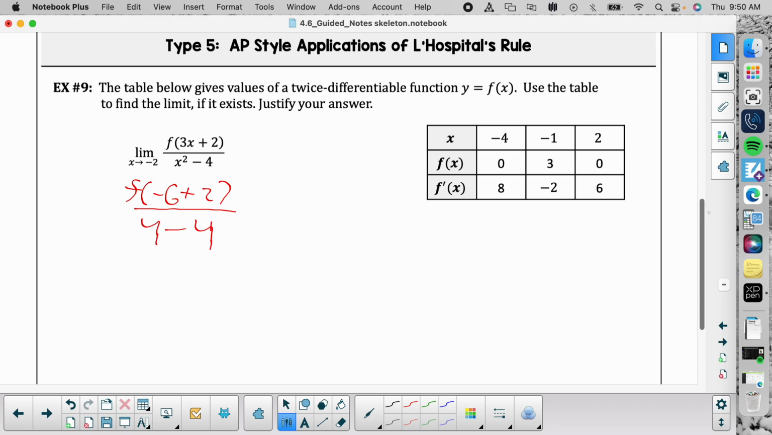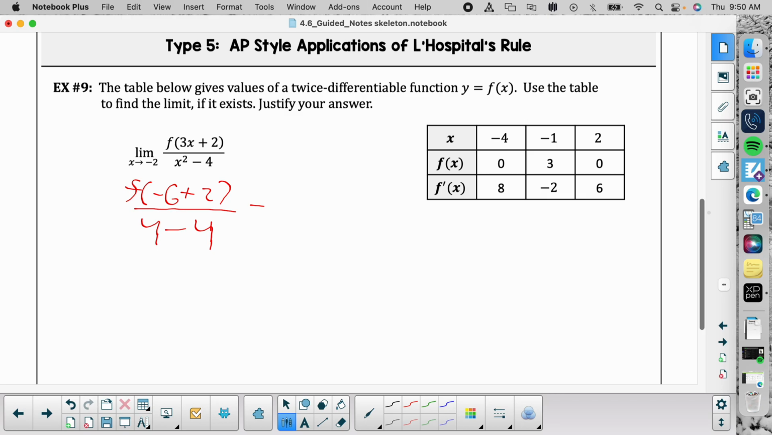So 0 over 0. Excellent. Pretty much what we expected. Now you're going to do the derivative of the top and the derivative of the bottom. How do we do the derivative of f of 3x plus 2? And don't forget, you can absolutely call on anybody for help. I wanted you up here just to wake you up, not to put you on the spot.